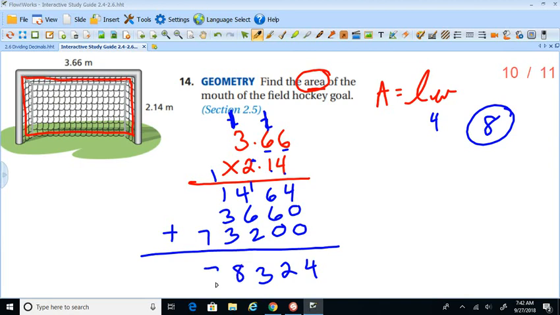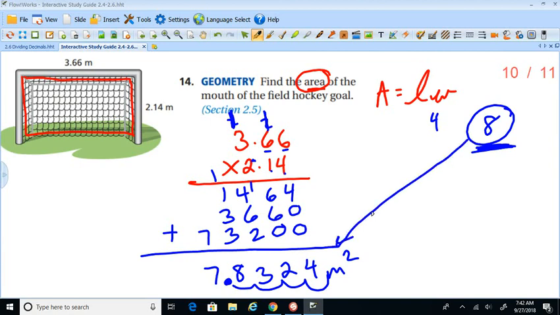I already told myself the final answer must be close to 8, as our estimate tells us. And I have to put that decimal back in 4 place values to the left, which they should always match up. 1, 2, 3, 4. Final answer, 7.8324 square meters is my final answer. And that makes logical sense because I said it should be about 8. And that answer is very close, about 8.